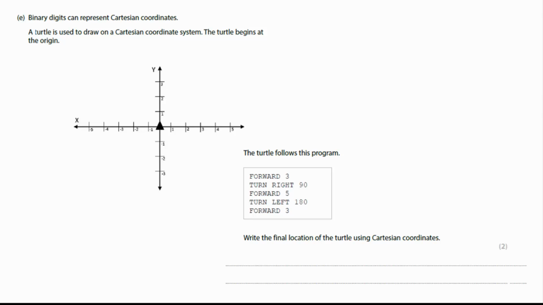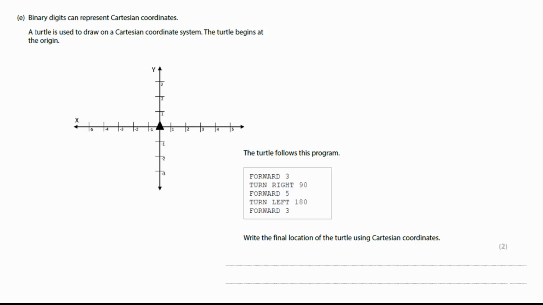So the next question is on Cartesian coordinates, and these are just normal coordinates. Cartesian is maybe a word you haven't come across before, but it's just normal coordinates, that's what it means. So we've got a turtle which is used to draw on a Cartesian coordinate system, and it begins at the origin. You can see the turtle is facing up at the start, and it follows this program, and you've got to write the final location using these coordinates.